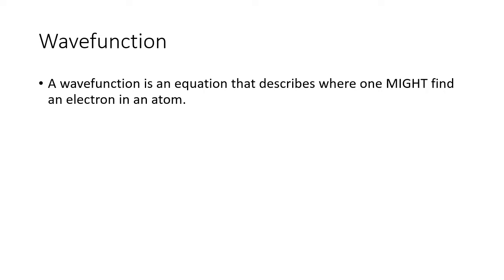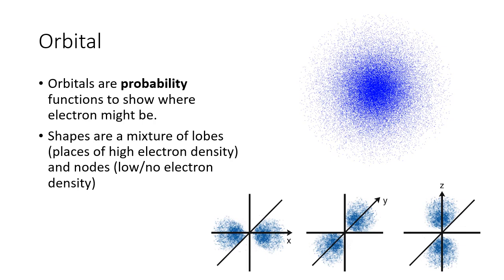A wave function is an equation that describes where one might find an electron in an atom. An orbital is a probability function to show where an electron might be found. Because electrons can't be found at any specific spot, if we say that they're at a certain spot, then they're anywhere else except that, we get this idea of an orbital. And so somebody calculated the probability of where the electron might be.